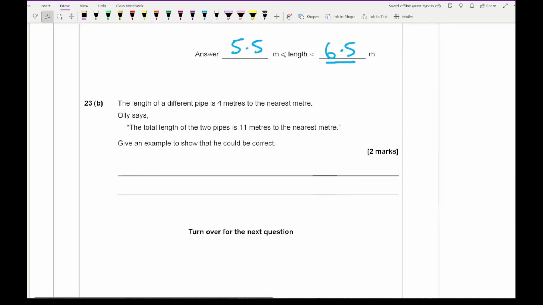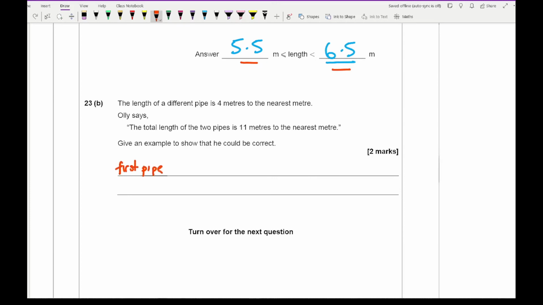So looking at question 23b, it says the length of a different pipe is 4 meters to the nearest meter. Ollie says that the total length of the 2 pipes is 11 meters to the nearest meter. Give an example to show that this could be correct. So what I want to do is, for the first pipe, I want to pick a value that is between these two numbers.